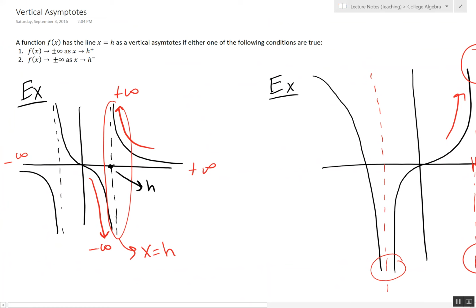So next video we're going to talk about the 1 over x function and the 1 over x squared function and how to translate them around. See you then.